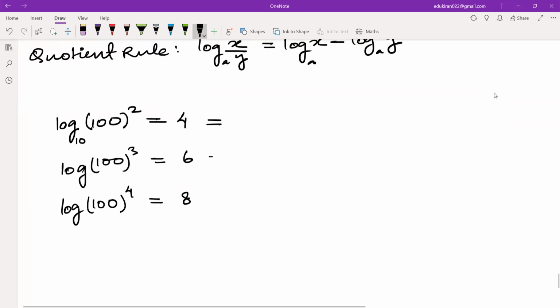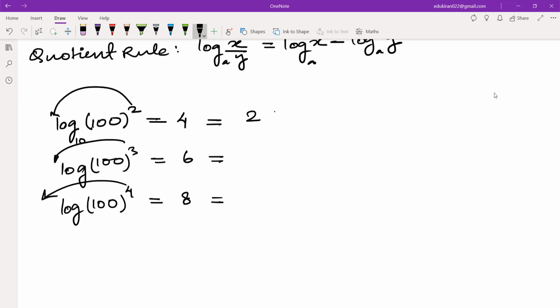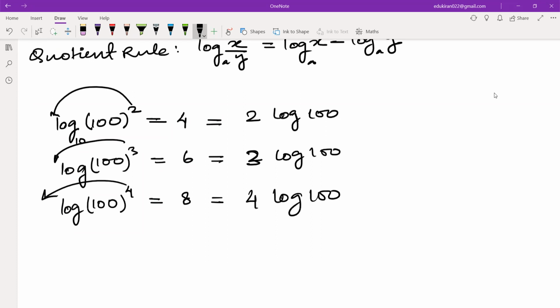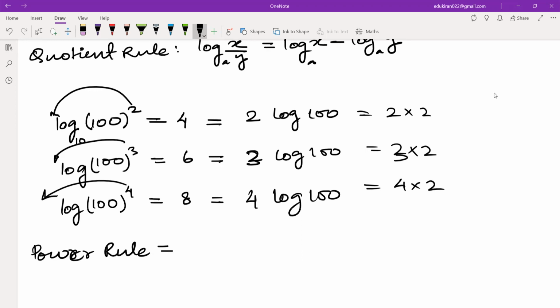Table of 2. Yes or no? What is log of 100? It is 2. 2 into 2. Log of 100 is 2. 3 into 2. And this is equal to 4 into 2. Can all of you see this happening? Yes, sir. Now this is the power rule. Okay, this is the power rule. What is the power rule?